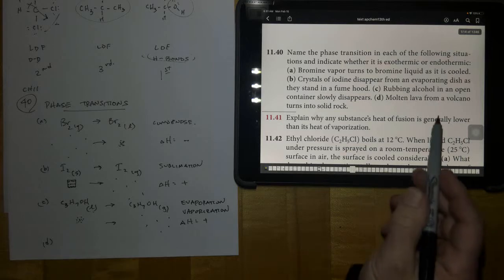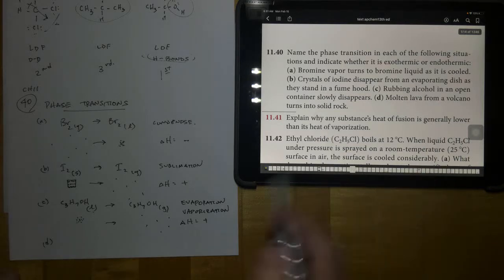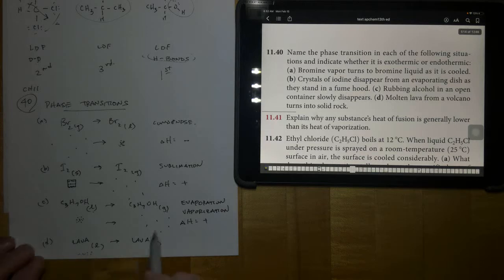And then letter D, molten lava from the volcano turns to solid rock. So we have lava, that would be a liquid phase, and then we'd go to lava that is now a solid, or probably like volcanic glass that would be. And so liquids, remember, they slide past each other and they move relatively a little bit faster than a solid. And then a solid would be very rigid, very organized, just vibrating, not moving very much.